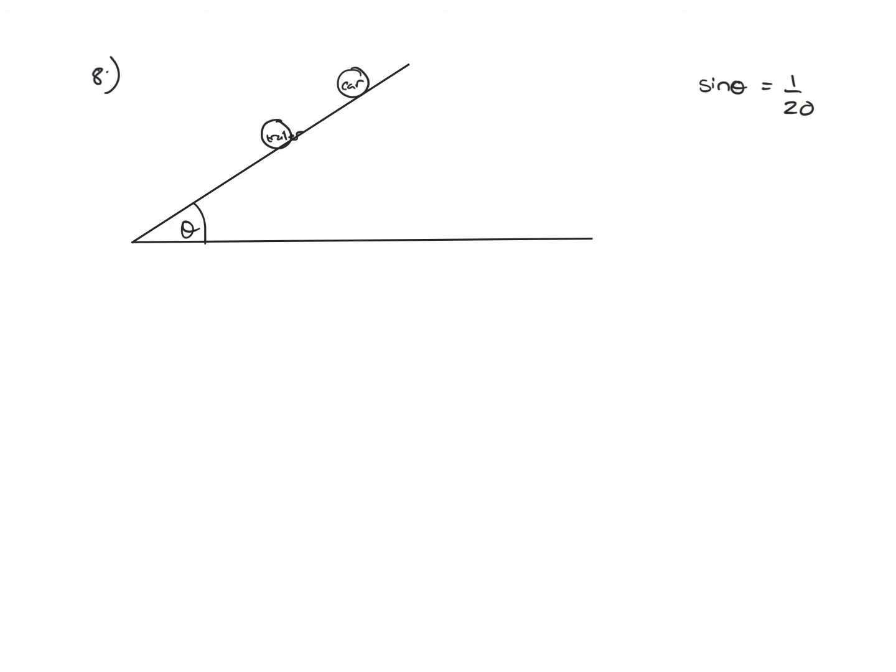So in question 8, we have a pair of connected particles, a trailer and a car, connected to each other like this. The car has a mass of 1,000 kilograms, so a weight of 1,000g. The trailer has a weight of 250g. There's a normal reaction acting on the car and there's a normal reaction acting on the trailer, like that.